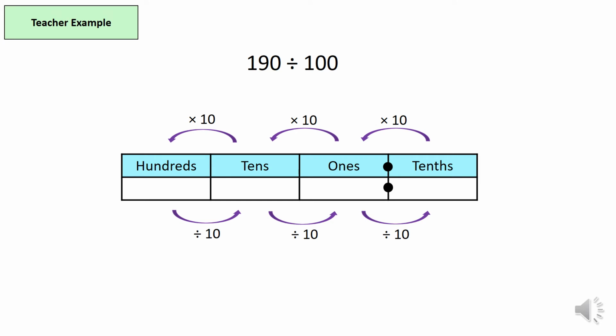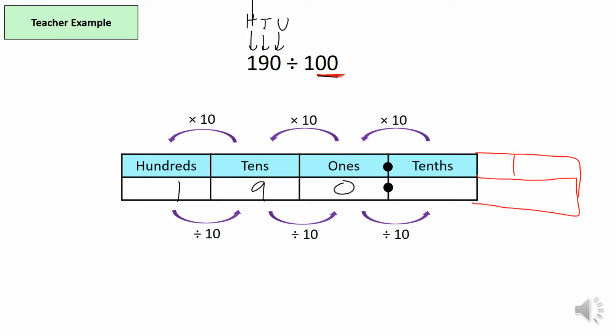Okay, now we are dividing by 100. Again, this is our hundreds column, this is our tens column, and this is our units column. We have 1 hundred, 9 tens, and 0 units. Because we are dividing by 100, where we have 2 zeros, we're going to move all the numbers 2 to the right. So just over here I'm going to give us a hundredths column. Shift everything 2 to the right.